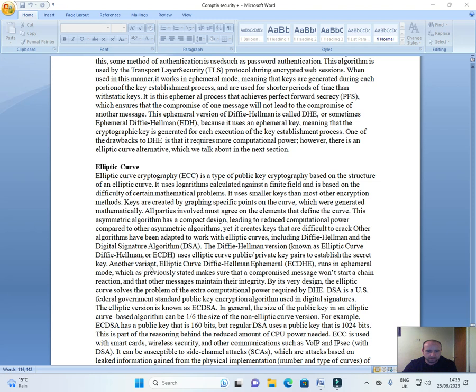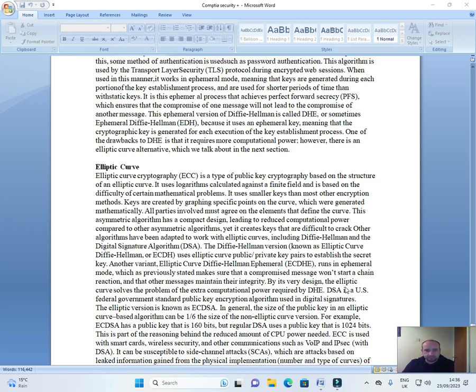secret key. Another variant, Elliptic Curve Diffie-Hellman Ephemeral, ECDHE, runs in ephemeral mode, which as previously stated makes sure that a compromised message won't start a chain reaction and other messages maintain their integrity. By its very design, the elliptic curve solves the problem of the extra computational power required by DHE.